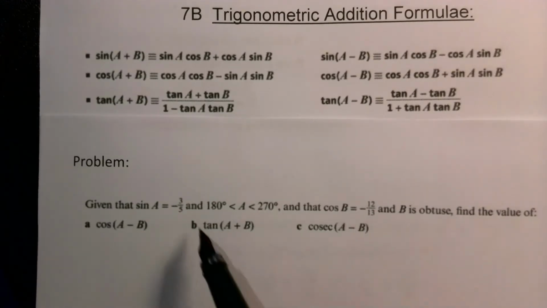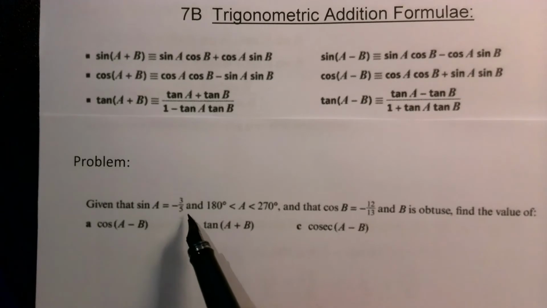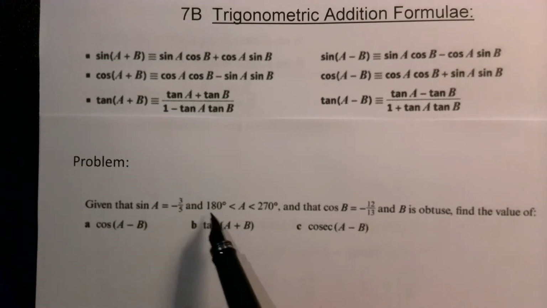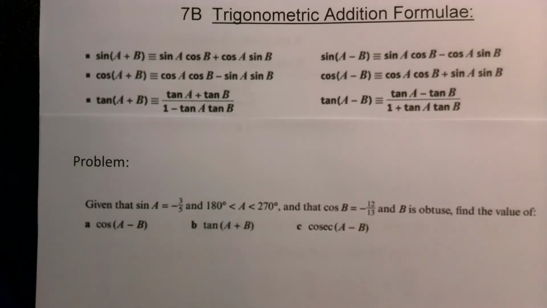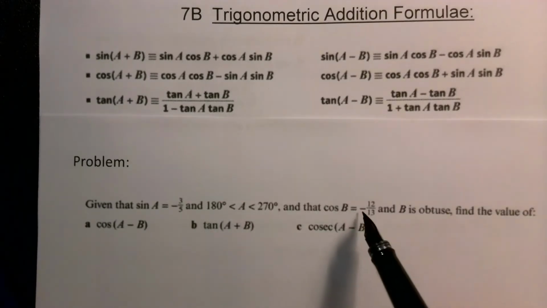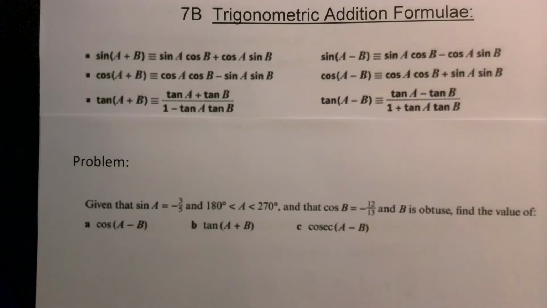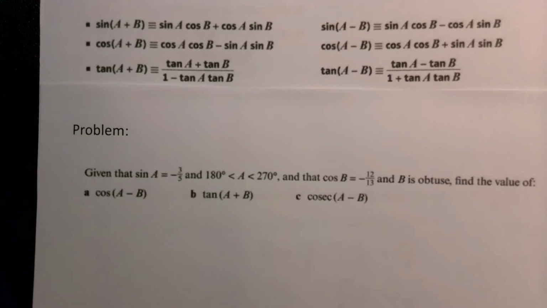Okay, so it's saying, given that sine A is negative 3/5, and A is between 180 and 270, and cos B equals negative 12/13, and that B is obtuse, we need to find the value of cos A minus B, tan A plus B, cosec A minus B. So let's just deal with cos A minus B first of all.